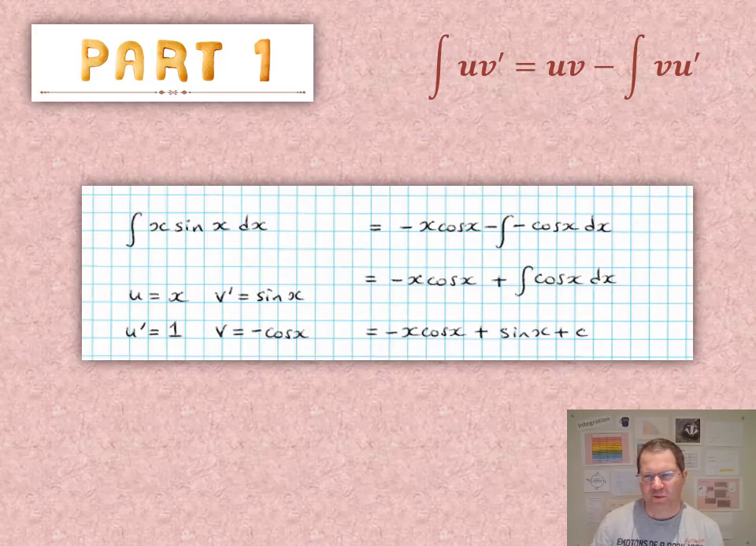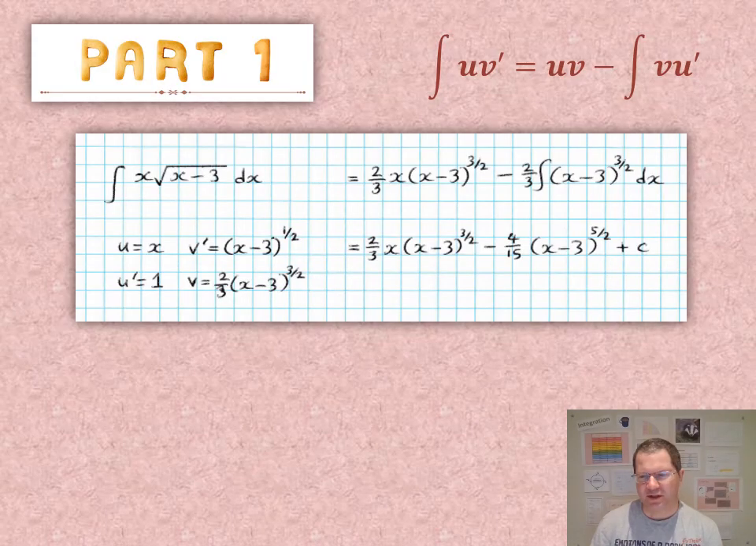So substituting into the formula, uv is minus x cos x. The formula then has a minus sign, and then the integral of u dash times v, which is minus cos x times 1, i.e. minus cos x. So we've got minus x cos x minus the integral of minus cos x dx. The two minuses can turn into a plus, so it's minus x cos x plus the integral of cos x dx, and the integral of cos x is sine x. So the final answer is minus x cos x plus sine x plus c.